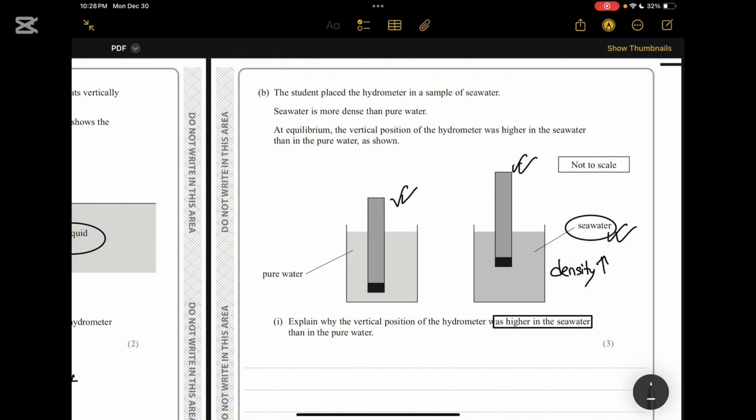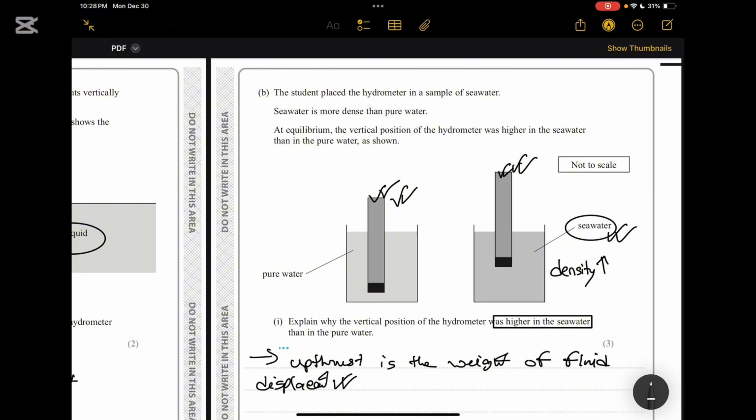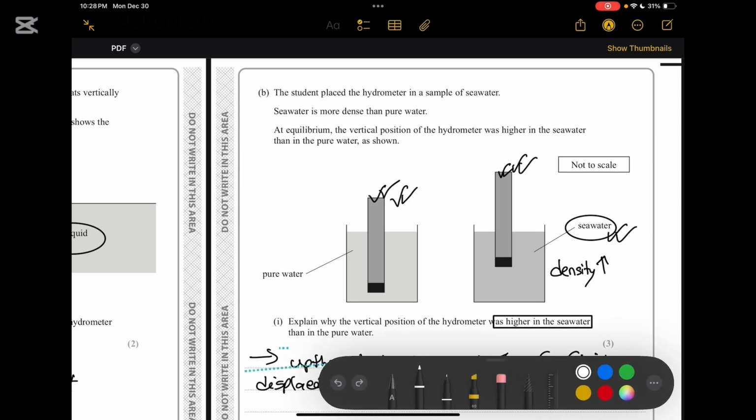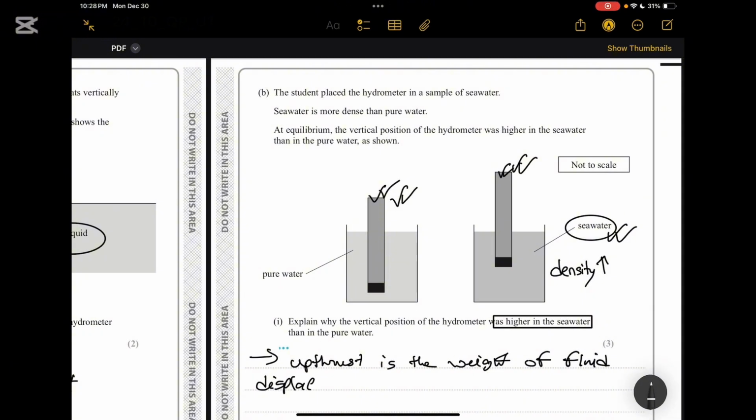The thing is, we know both of them have the same weight, right? Both the hydrometers have the same weight. They didn't mention anything that they have different weights, so we can assume that they have the same weights. So we can write: upthrust is the weight of the fluid displaced. This is a 1 mark question which you can write in every fluid mechanics question. This is 1 free mark. This is the first line that you can write.